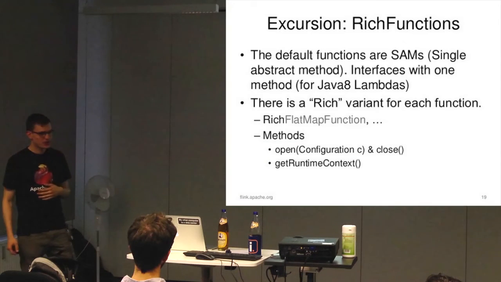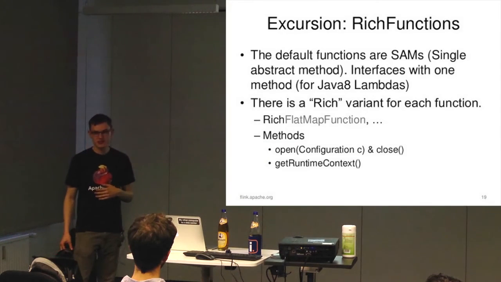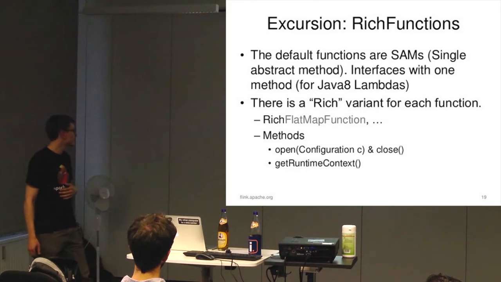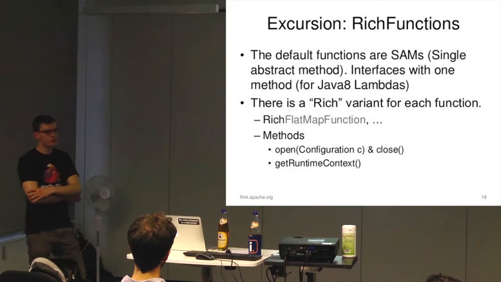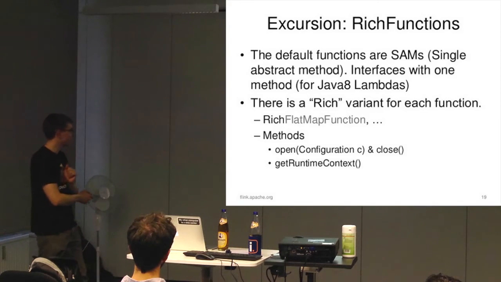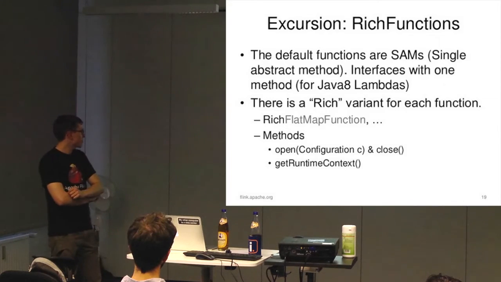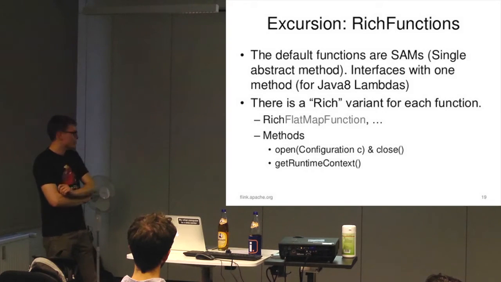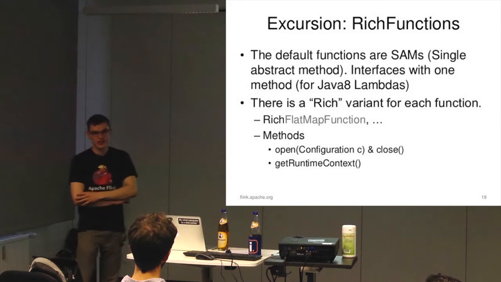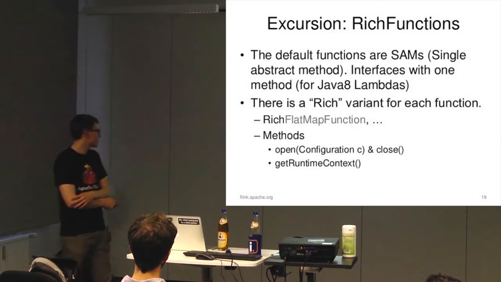So a quick excursion to rich functions, which are really useful for a lot of stuff. By default, when you implement something on the Java or Scala API, or at least on the Java API, these default functions are single abstract methods. So they have only one method and they are interfaces for supporting Java 8 lambdas. But there's also a rich variant for them. And these rich variants have different methods.